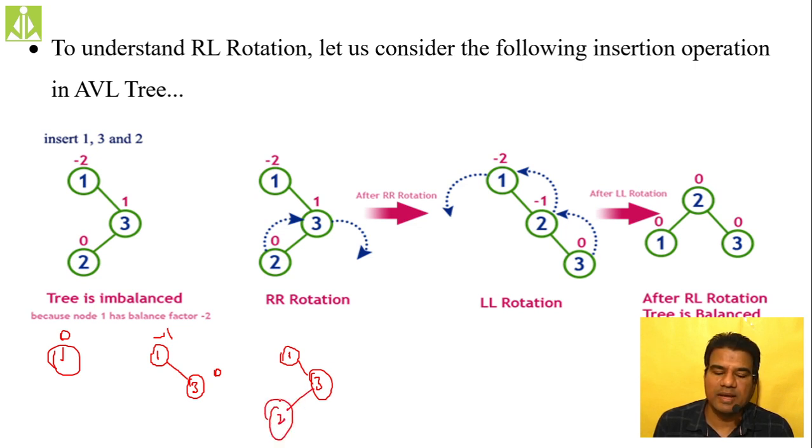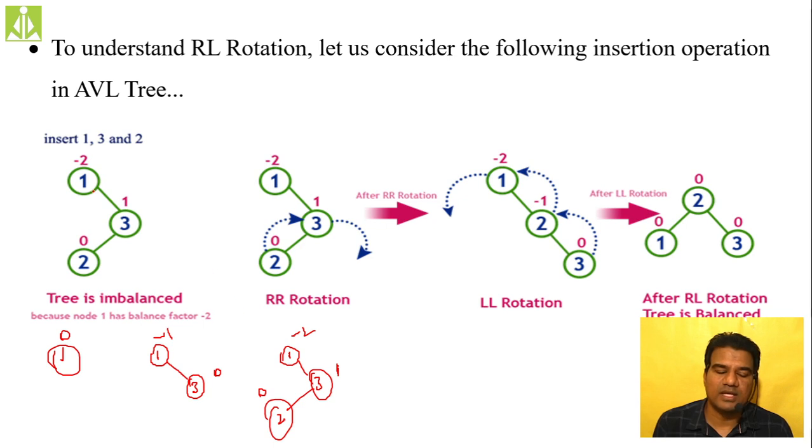Like this, calculate the balance factors. Over here the balance is 0 because no left child, no right child. Over here the balance factor is 1 minus 0, this is 1. And over here the balance factor is 0 minus 2, it is minus 2. So here we lost the balance factor, we got minus 2.